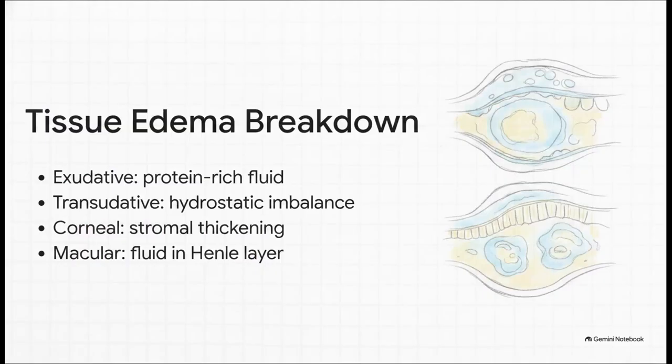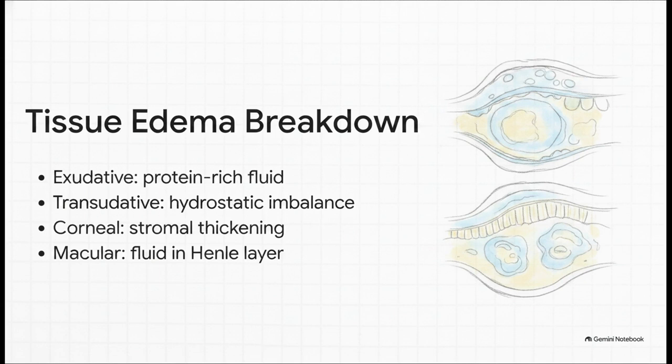Now, what happens when vascular barriers break down or when Starling forces, that delicate pressure balance keeping fluid where it belongs, get thrown off? Fluid accumulates, right? And it physically thickens the tissues. We can classify this just by looking at the pictorial representation. If we're talking exudative edema, it's inflammatory. The endothelial permeability ramps up and protein-rich fluid leaks right into the tissue, just like we'd see in posterior uveitis.